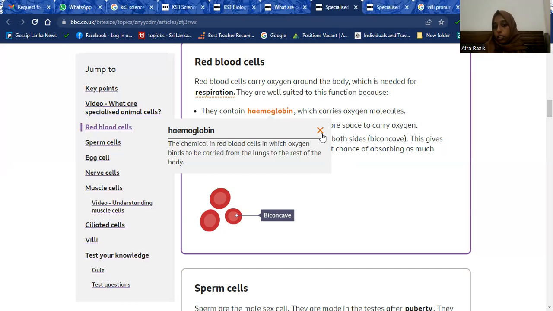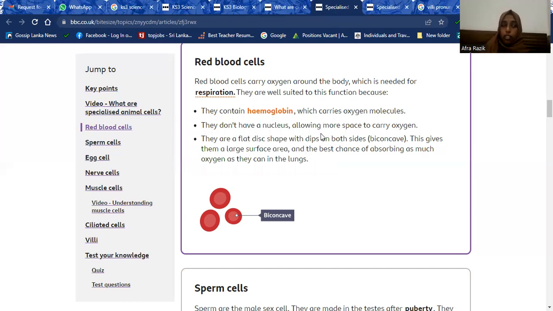There's a huge process. We can learn about that process under the respiratory system, but you don't have to think complexly. You don't have to think much. Just remember under this lesson that red blood cells help to carry oxygen, and they have a structure that contains a chemical called hemoglobin, which helps them to carry oxygen molecules.